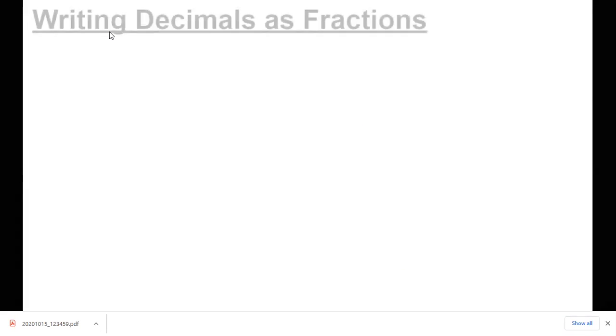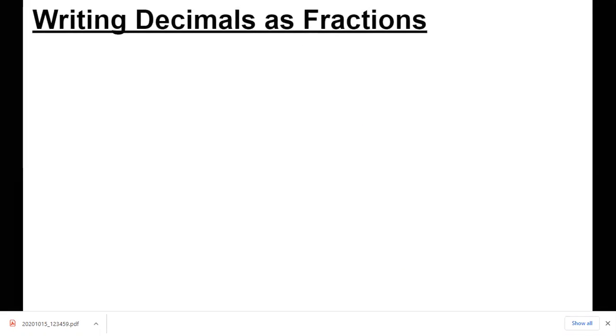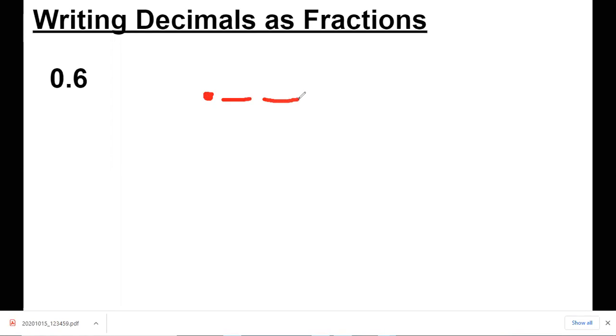Welcome back. Let's continue. Now we're going to write decimals as fractions. So we have this decimal right here, 0.6. How do you say 0.6? Remember that decimals have a place value, right? If I was to do this, I would put the 6 here, and that's called your tenths.